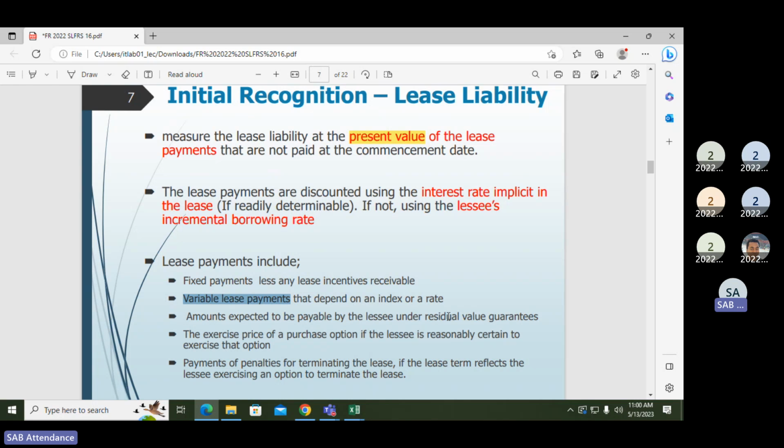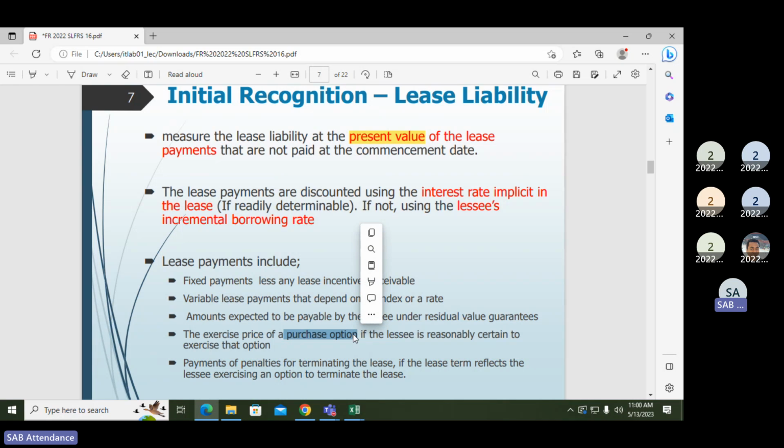The amount expected to be paid under the guaranteed residual value. So that we discussed, the lessee guarantees that at the end of the lease term, the residual value you are going to pay normally to get the ownership, right? So that amount is part of the lease payment. Or the exercise price of a purchase option.